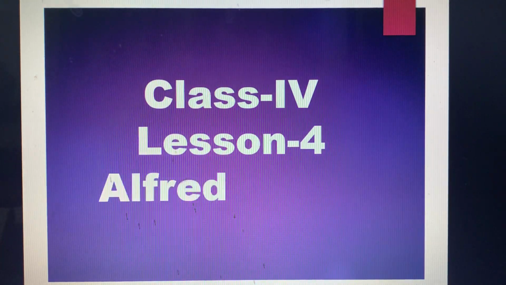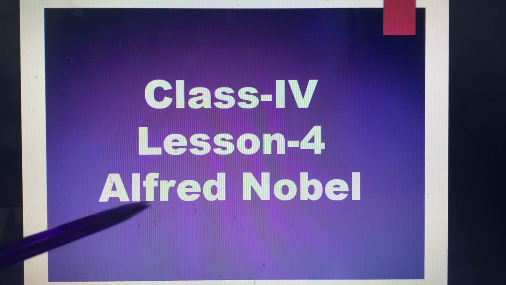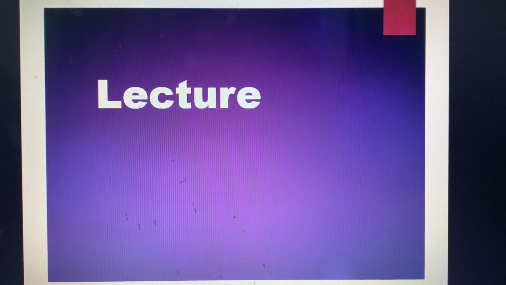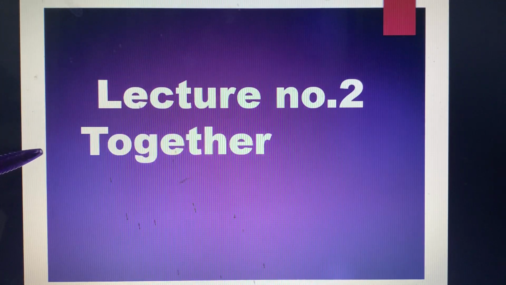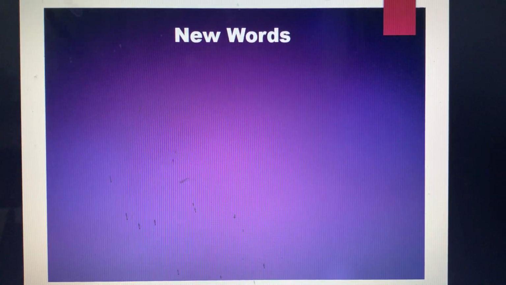Welcome back. Today we are going to start with the next lecture, lecture number 2 of class 4th, lesson number 4, the same chapter which we discussed in the previous class. In the previous class, I gave you the explanation of this chapter, but now we are going to do the question answer, word meanings, new words, and the book exercise also. This is for class 4th, lesson number 4, Alfred Nobel. This is lecture number 2, from your book Together with English. Right now we are going to start with the new words.